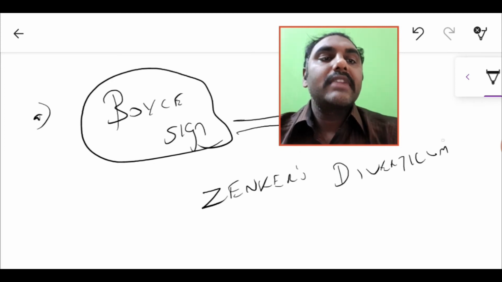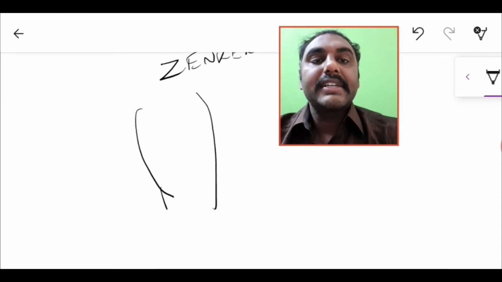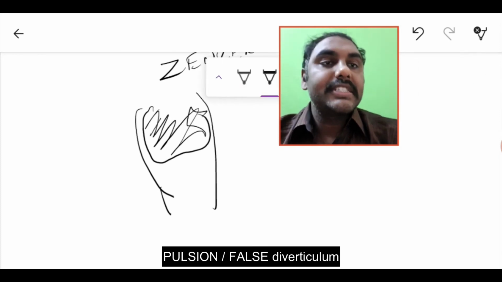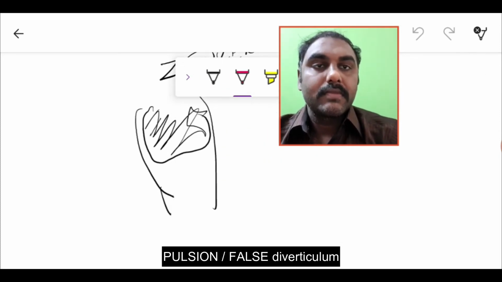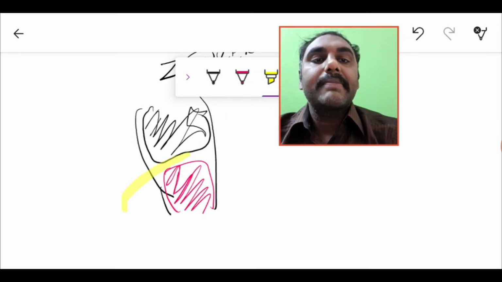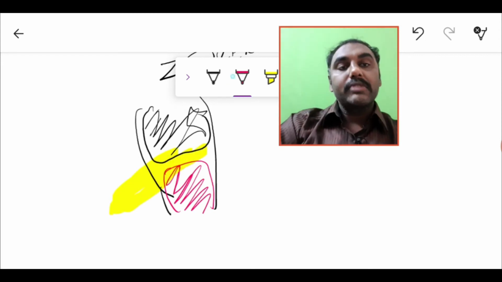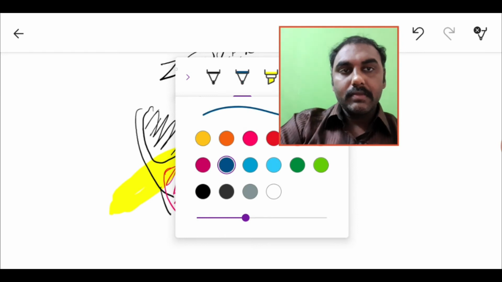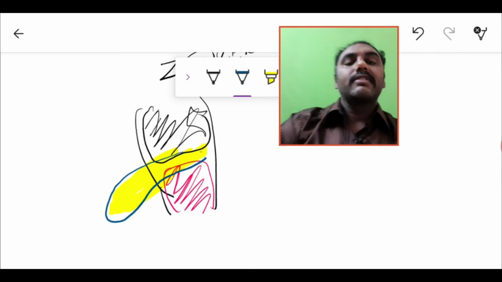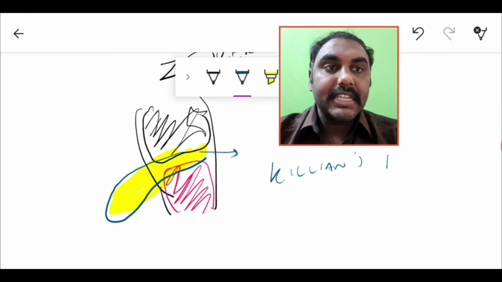Again, we know what happens in a Zenker's diverticulum. Say this is the thyropharyngeus, and this is the cricopharyngeus. There occurs a weak area between the thyropharyngeus and cricopharyngeus, so there will be an extra outpouching or a false tract in the area of Killian's dehiscence. That is called Zenker's diverticulum.